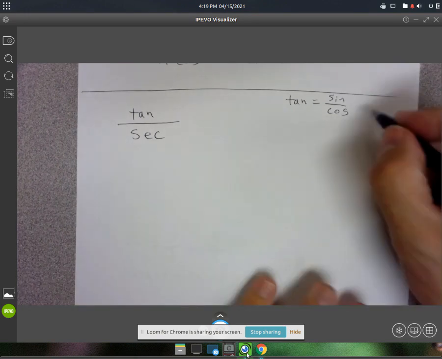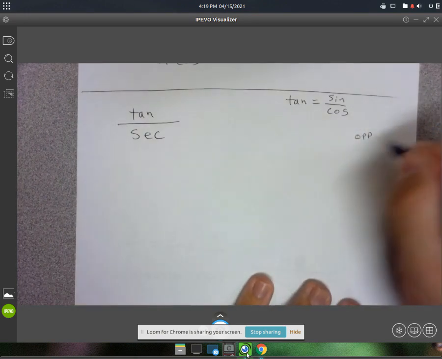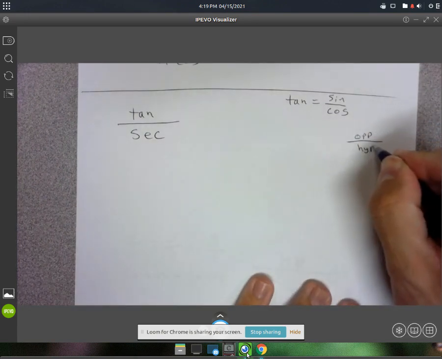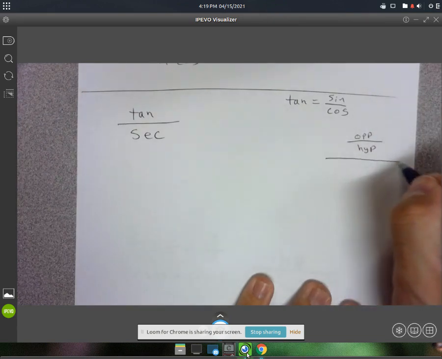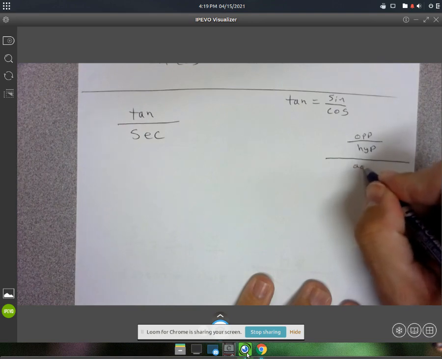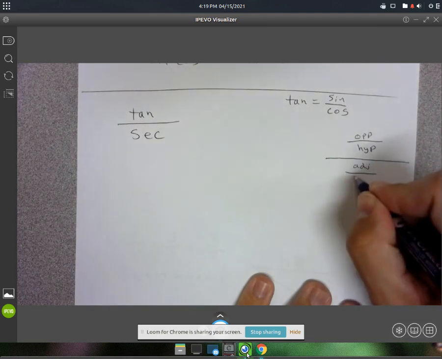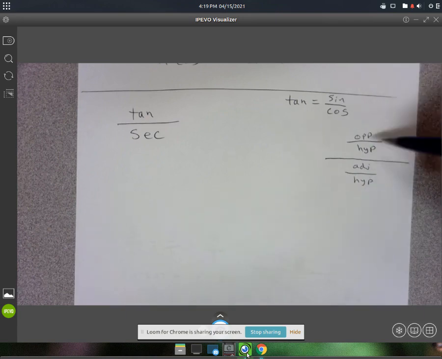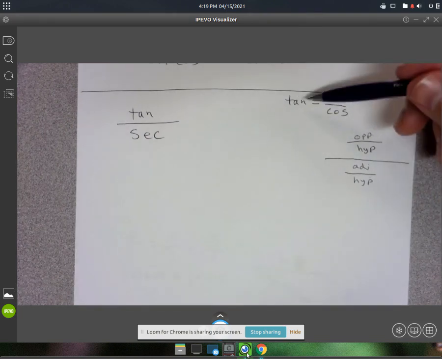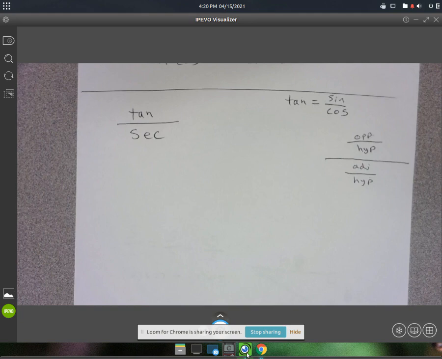For a short proof here, if this is sine, opposite over hypotenuse, and you stack that on top of adjacent over hypotenuse, well, what happens if you do the keep, change, flip, where you divide the two fractions? What you end up with is opposite over adjacent, which is the definition for tangent. So that's why tangent is equal to sine over cosine.